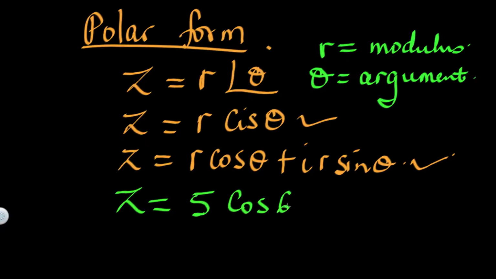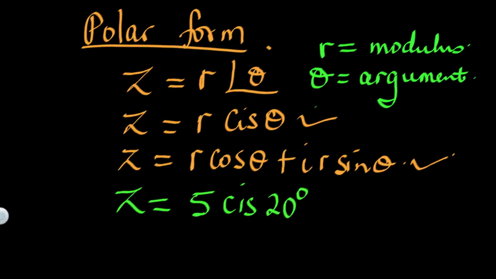cosine of, no, not cosine. I'm going to use the cis version. So 5 cis 20 degrees. This means my R is 5 and my theta, the argument, is 20 degrees. This is the polar form. Sometimes the polar form is more useful than the rectangular form. That is why you can be required to do the conversion from polar form to rectangular form and vice versa.